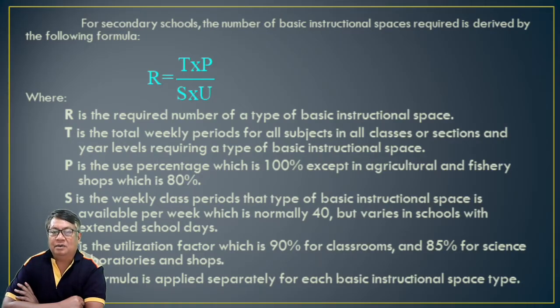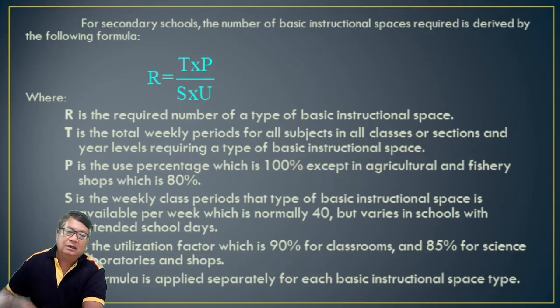We have the number of basic instructional spaces required, derived by the following formula. R is equal to T times P divided by S times U. Where R is the required number of a type of basic instructional spaces, T is the total weekly periods for all subjects in all classes or sections and year levels requiring a type of basic instructional space. P is the usage percentage, which is more or less 100% except in agricultural and fishery shops, which is only 80%.